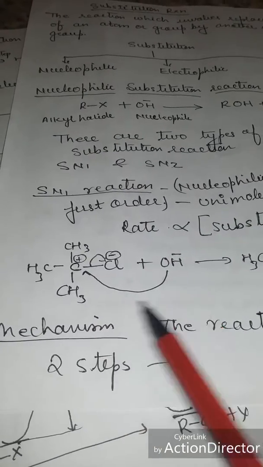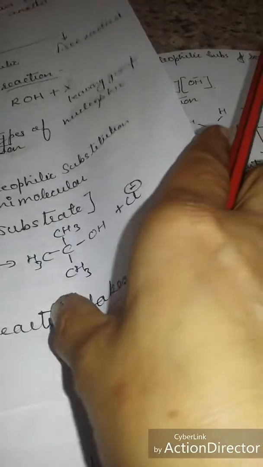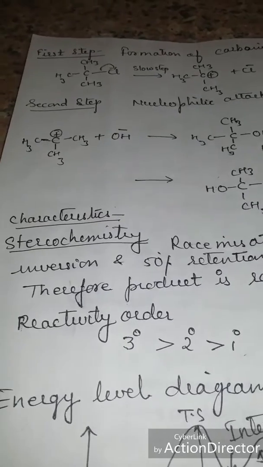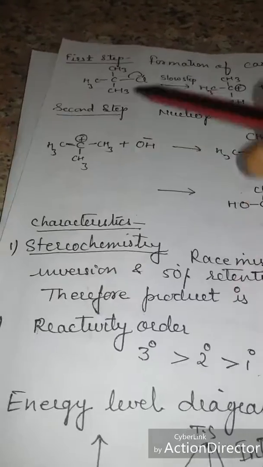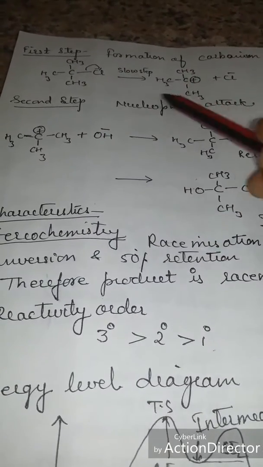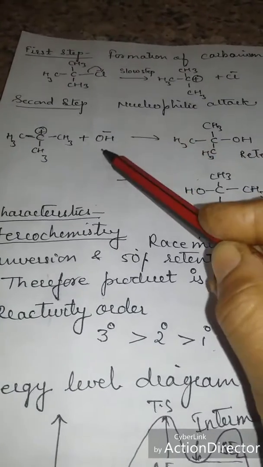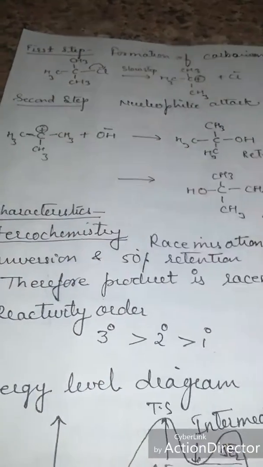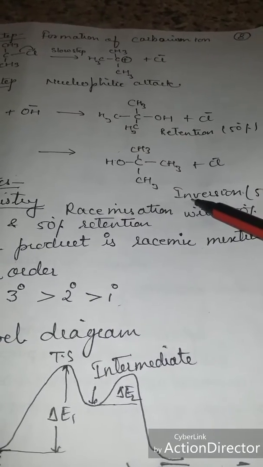This being electronegative will pull electrons, it will become positive, so nucleophilic attack will occur. Now this mechanism occurs in two steps. In the first step there will be formation of carbocation, and in the second step will be the nucleophilic attack. So here this being electronegative will pull electrons towards itself, it will become a carbocation, and then the nucleophilic attack will occur. Now this nucleophilic attack can take place from the front side or from the back side, resulting in the retention or inversion of configuration.